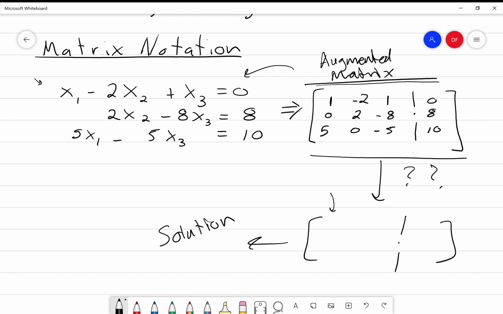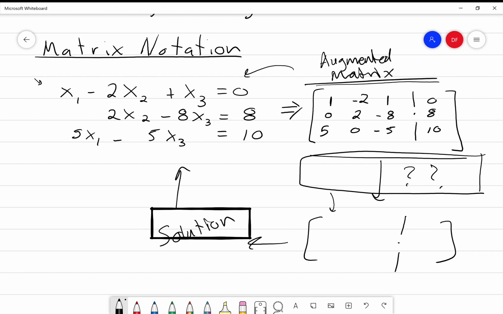Well, I have to give you rules on what you can do to change this augmented matrix so that you do not change the solution of the system of linear equations. Okay? And how do you do this step right here? Through what we call elementary row operations.